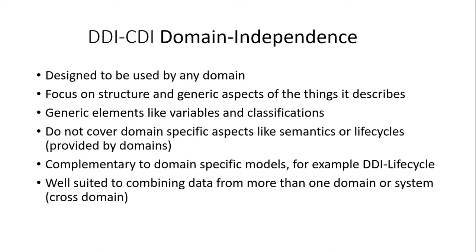We are not talking about domain ontologies because those are very domain specific. We're not talking about data life cycles because those are domain specific. We're talking about what is the structure of your data and what can we agree about so that we understand each other, even though we don't share life cycles, we don't share experimental designs, et cetera. So you end up with generic elements like variables of different types and classifications and so on. A lot of these are familiar things because everybody uses these things, even if the terminology is not always familiar.